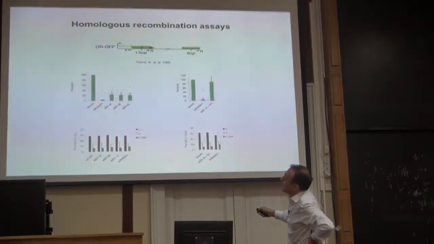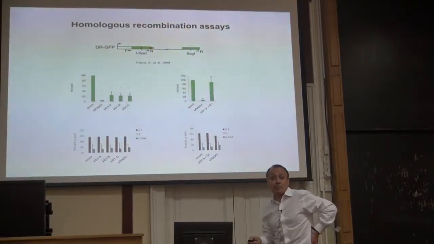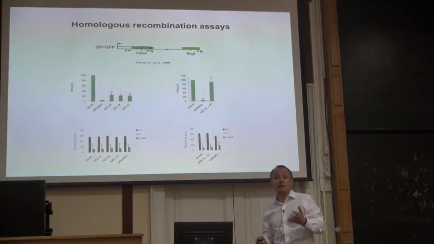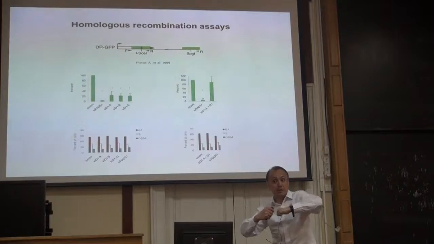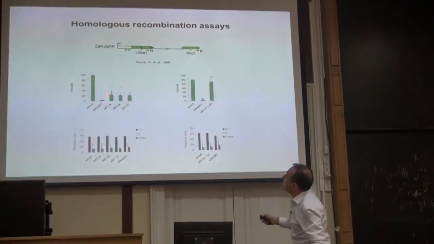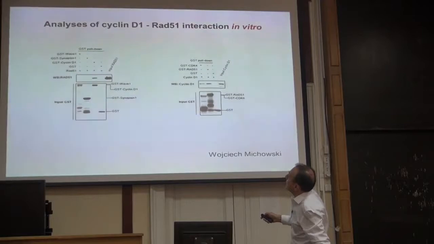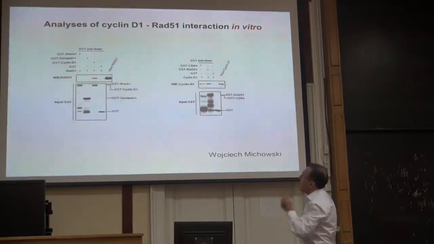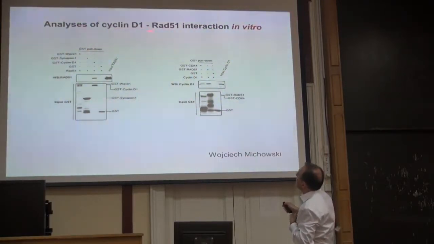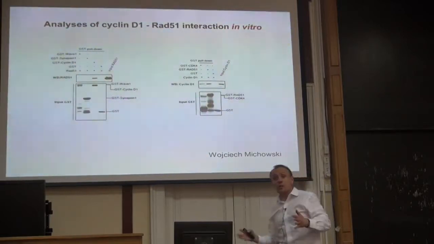If you knock down RAD51, then the cells are not becoming green, and that's not surprising. RAD51 is a protein that is driving this homologous recombination process. But when you knock down cyclin D1 using one siRNA or the second or the third, then this homologous recombination is impaired.